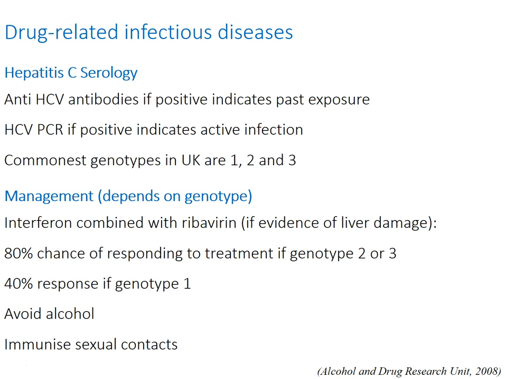Interferon combined with ribavirin, if there's evidence of liver damage, gives an 80% chance of responding to treatment if the PCR genotype is 2 or 3. It's only a 40% chance of responding if it's genotype 1. Patients should be advised to avoid alcohol, and also their sexual contacts should be immunized.